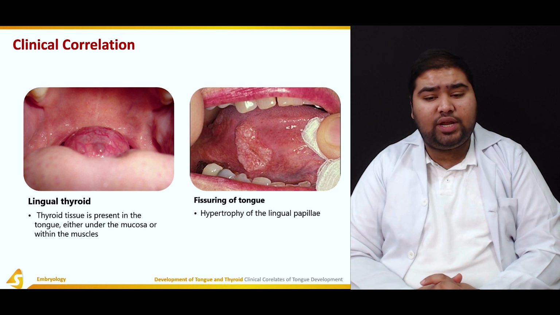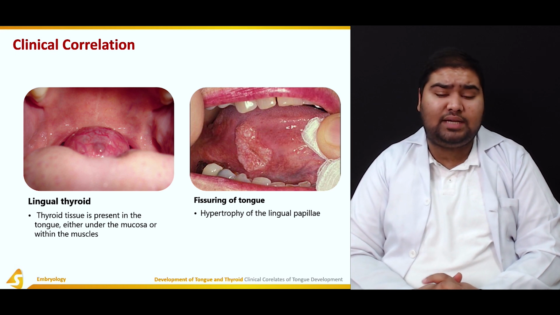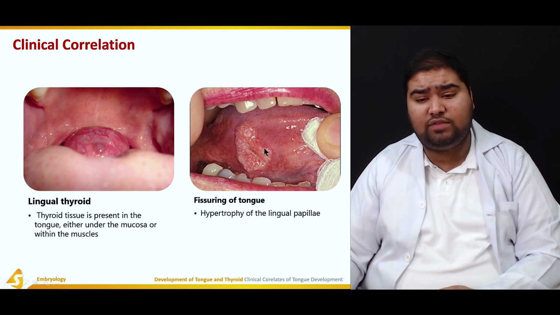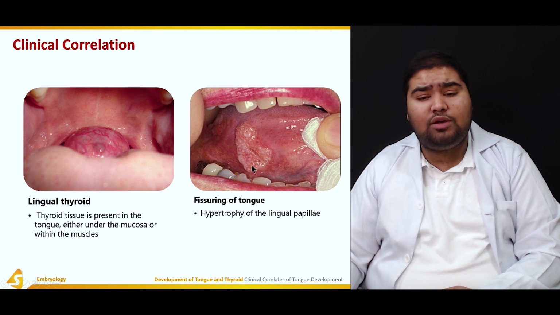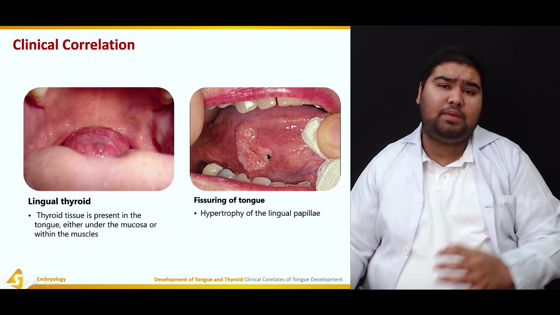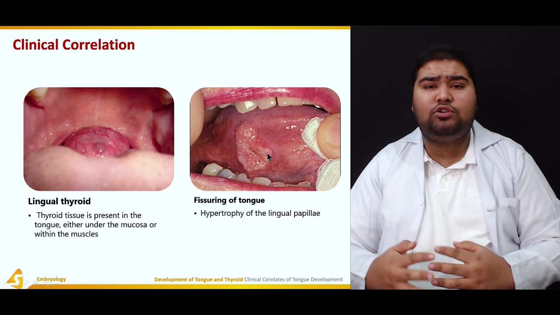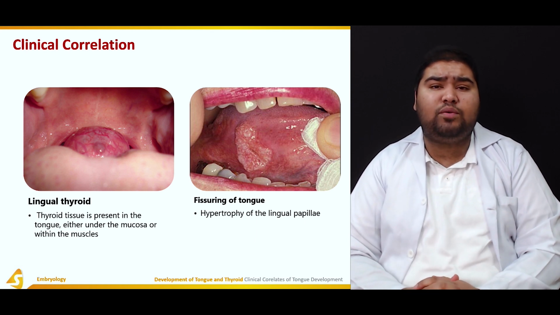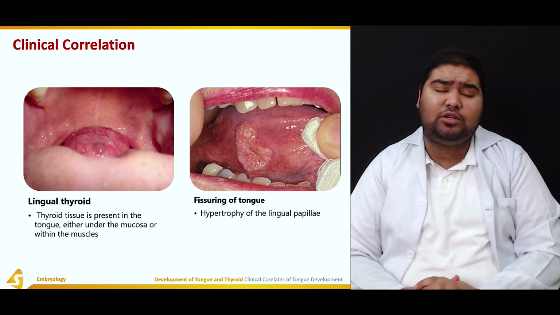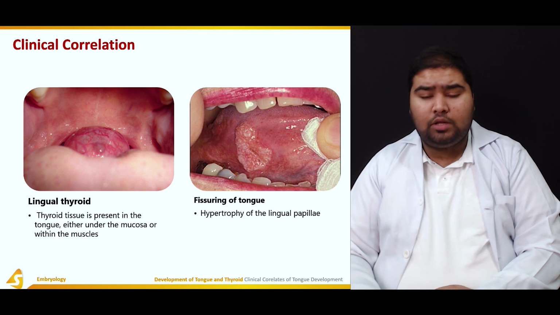Now, fissuring of the tongue. The fissuring of the tongue occurs due to hypertrophy of the lingual papillae. So here you can see these are the lingual papillae. They might get hypertrophied as a result of various infections and develop into fissures.